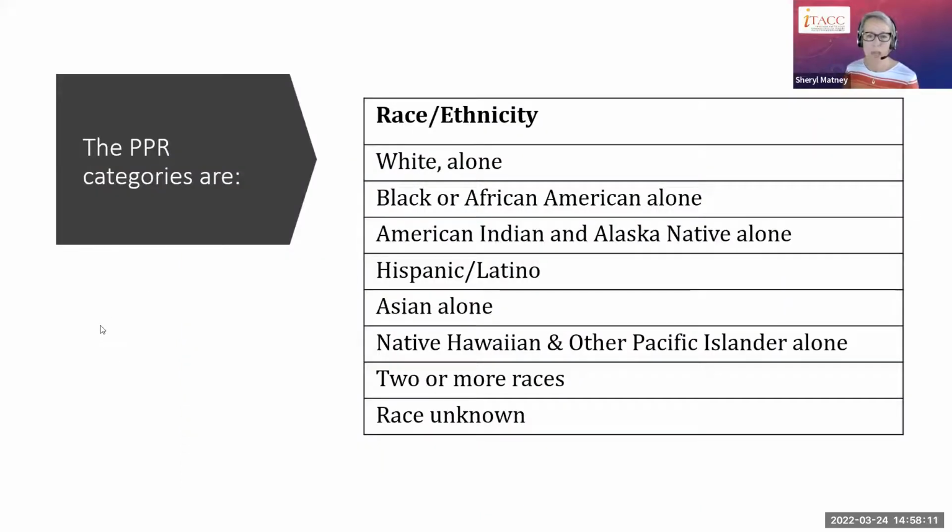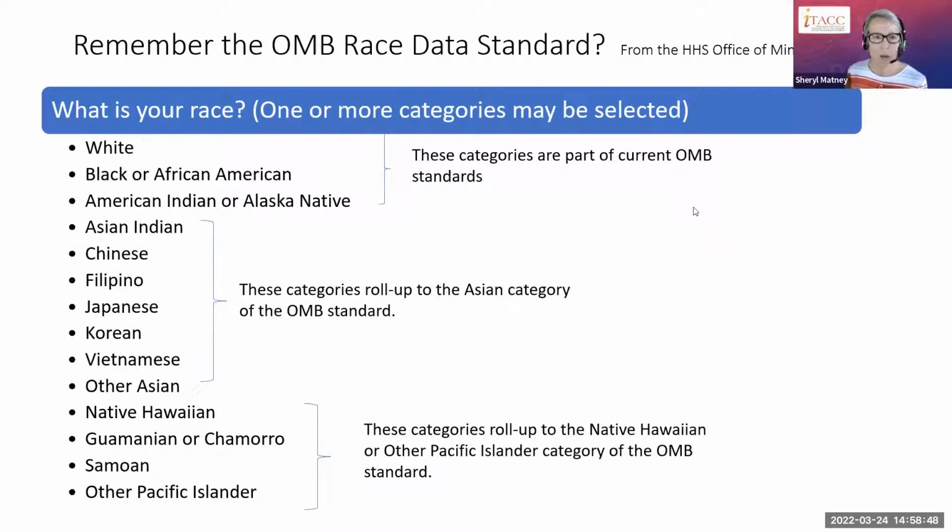So you know what the PPR categories are. They are listed. I have met with OIDD and said, can we get a reordering of the list, maybe make this alphabetical? And they're very receptive to it. But these categories, if you went over to the HHS Office of Minority Health, would look very similar. All of these categories meet the OMB, Office of Management and Budget, minimum standards. And I did pull this directly from the HHS Office of Minority Health.